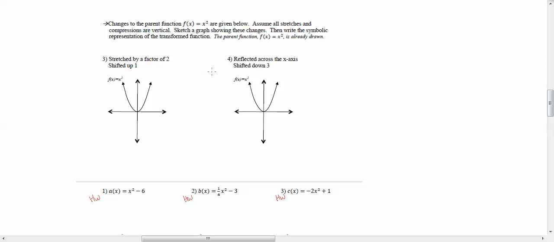Assume that all are sketches, so sketch the changes that they're talking about. Stretch it up by a factor of 2. That would probably be something like 2x squared. Shift it up by 1. So it would be a skinnier parabola shifted up by 1. Reflect it across the x-axis and shift it down by 3. Reflect it across the x-axis, that would be negative x squared. Shifted down by 3, minus 3. It would look something like that. That's it.